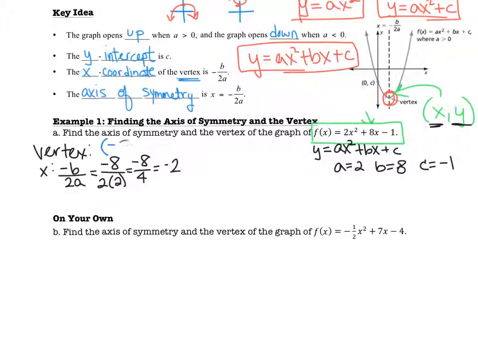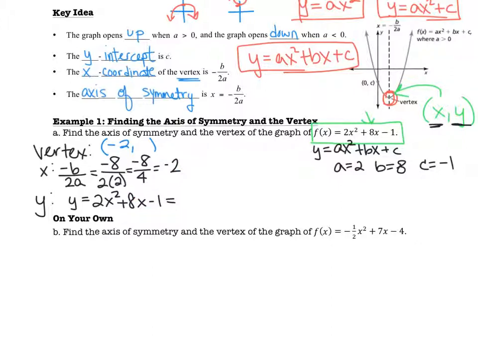So your vertex will be negative 2, comma, we need to figure out what the y-coordinate is. In order to discover that, you literally take your equation, f of x equals 2x squared plus 8x minus 1, and plug the x of negative 2 into the x spots and solve for y. So here we go. We're going to do y equals 2x squared plus 8x minus 1, and plug in negative 2 into the x's.